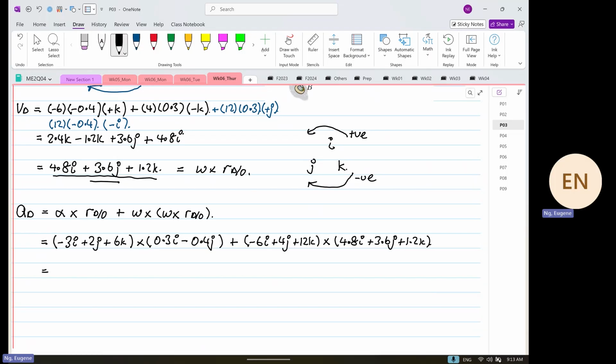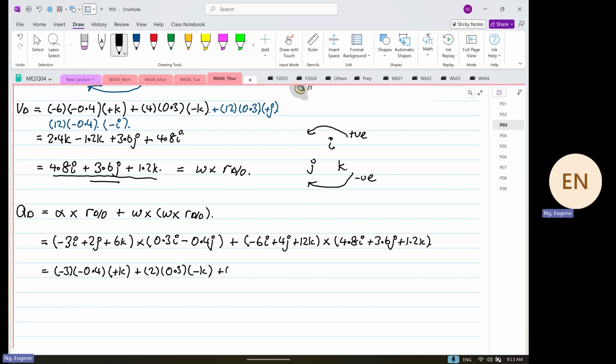I and I, nothing. So minus 3 multiplied by minus 0.4. I cross j, you get k, and it's in the positive direction, so I put positive k. Then plus 2 multiplied by 0.3. J cross I is going in a clockwise direction, so it's equal to minus k.